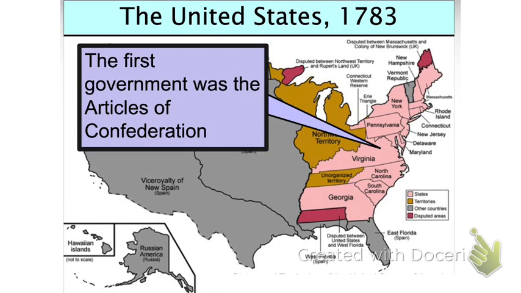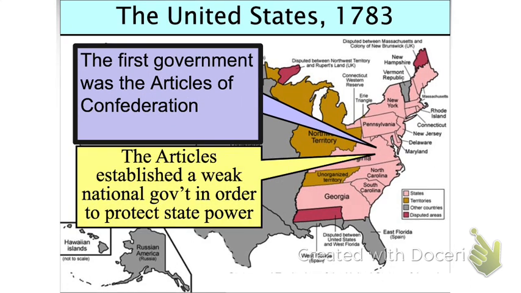First, the Articles, it was the first government. All right, so the first government after the Revolution is known as the Articles of Confederation. The 13 states created it in response to the oppressive king that they had just left, giving it very little power. So this is already written in for you, the yellow part. So the Articles did establish a very weak national government. And that was done so that states maintained their power.